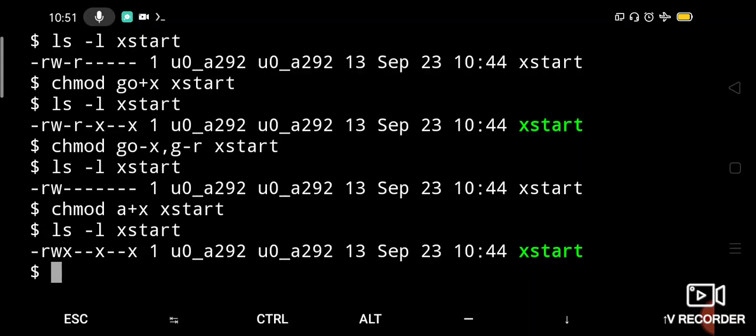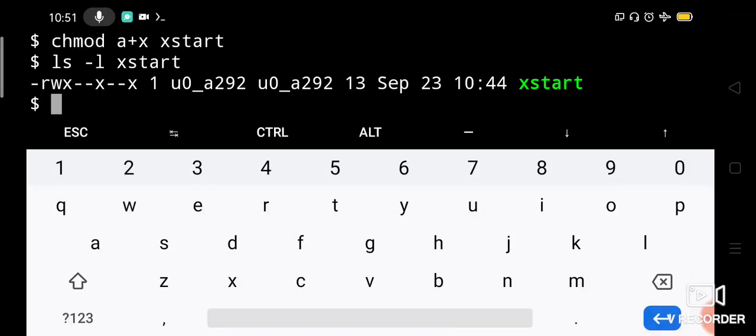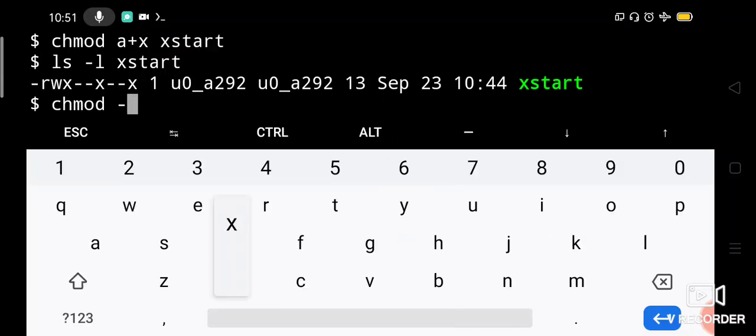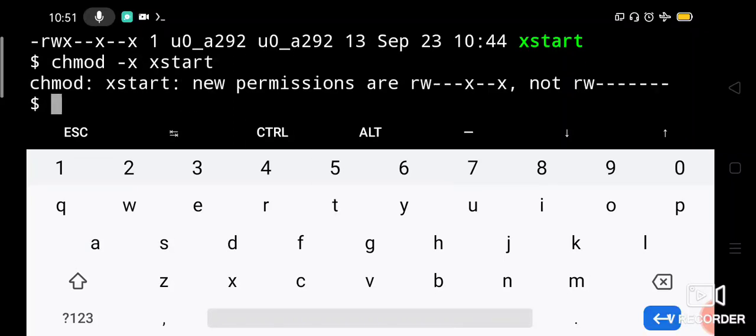Now you can also say chmod plus or minus, you can say simply minus, no, plus r. Okay, let us say plus r, because minus x we can check. Simply -x for xstart file. So now what happens? Okay, some permissions issues.